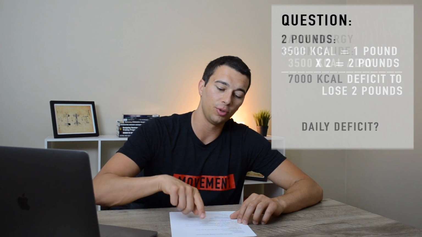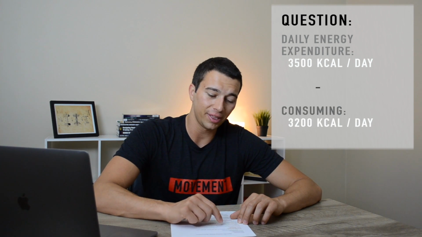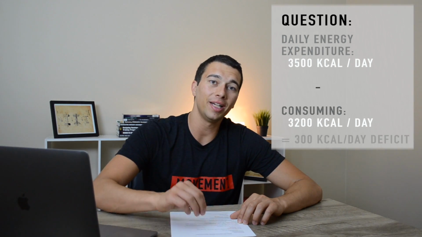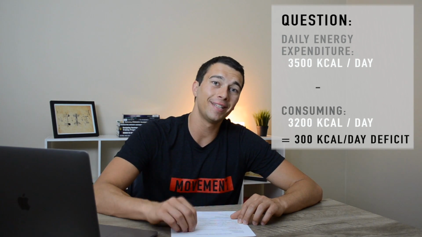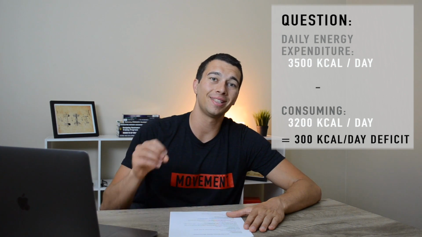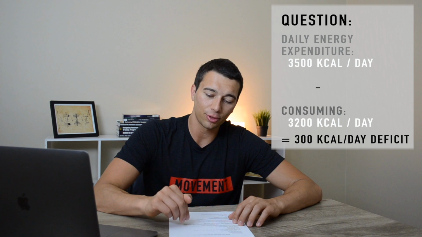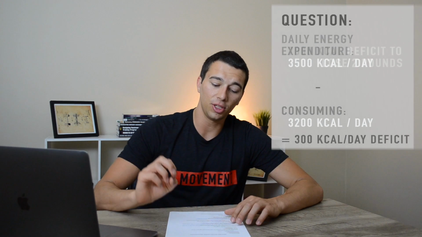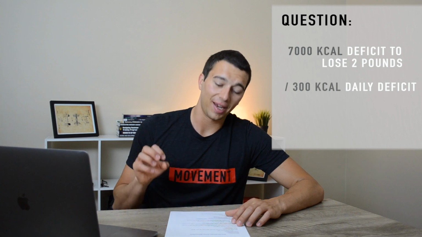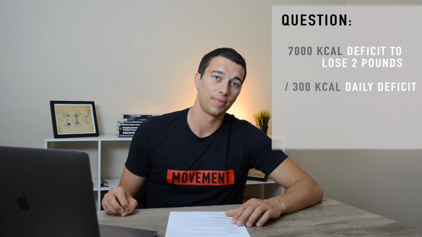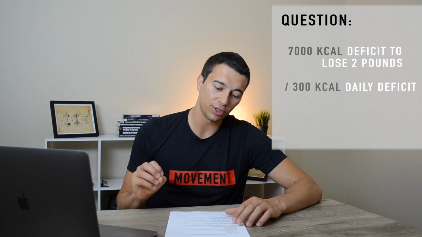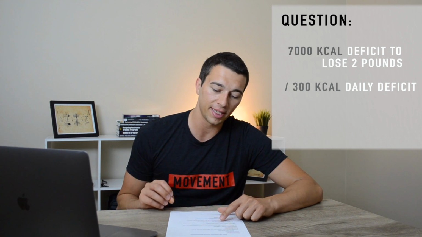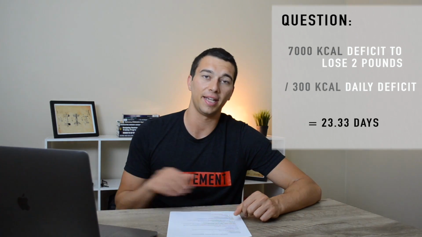To do that, we're going to do the energy expenditure of 3,500 minus the energy consumption of 3,200, and this is going to get us a 300 calorie deficit that she's in per day. So basically, she's eating 300 calories less than she's expending. That 300 calorie deficit per day is what we're going to use now with the 7,000 calories. So 7,000 calories total deficit that she needs to get, we're going to divide by 300 calories daily deficit. So again, total energy deficit divided by the 300 calories daily deficit is going to get us a total, in this case, of 23.333 days.